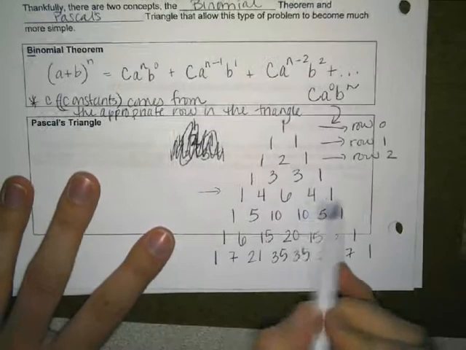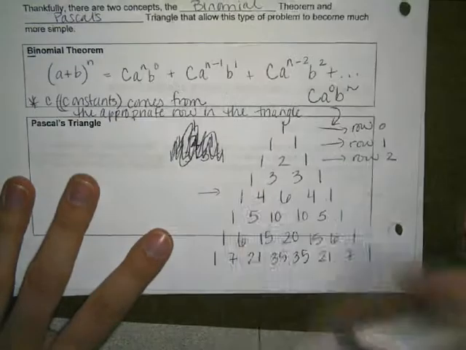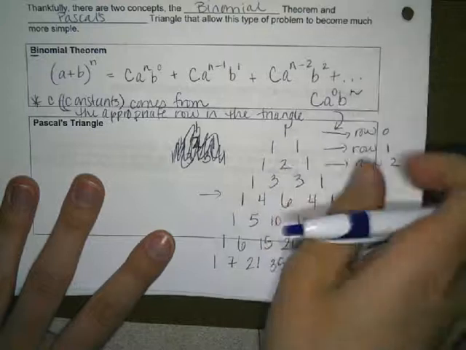These become my constants. So when I set up the expansion, I usually start by listing out my constants. So 1, 4, 6, 4, 1, right? So when I expand this, I'm going to have 1, 2, 3, 4, 5 terms listed. This is my A. This is my B.